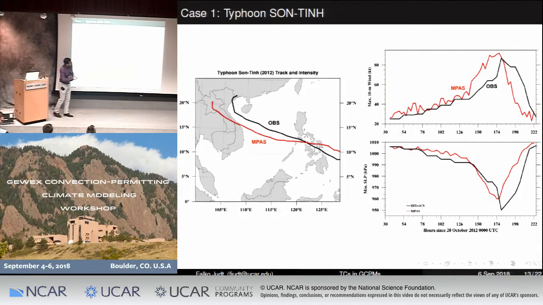Now these are time series of the intensity. This is the maximum 10-meter wind speed. Observations: it increases in intensity and then it weakens as the storm landfalls. And MPAS does pretty much the same thing. Now this is about an 8-9 day forecast. That's very good for a forecast model that it basically reproduces the intensity evolution. And the same for the minimum central pressure, which is another metric that we evaluate tropical cyclones by. So this is a really good case.